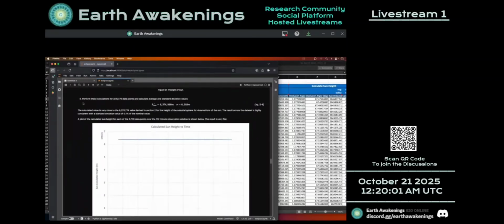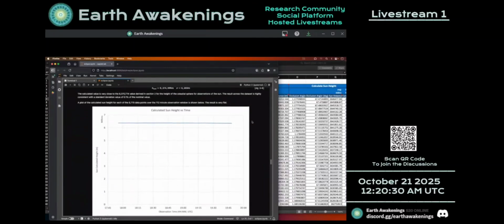So now we just have to perform this calculation for all 6,700 data points and then calculate average and standard deviation values. The average comes out to 6,374,000 meters, which is very close to the 6,371,000 for the Earth radius. And then the standard deviation comes out to 6,200 meters, which is less than 0.1% of the average, which indicates the data is highly consistent.